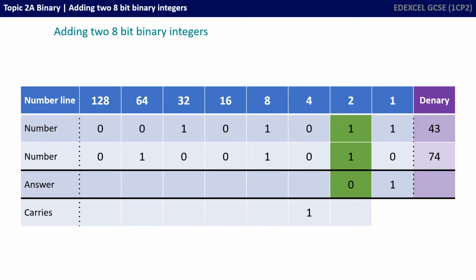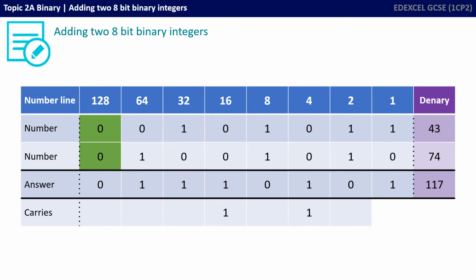Write them underneath. So now we have a 0 and a 0, and the carry 1, well 0 and 0 and 1 is 1. 1 and 1 is 0, carry the 1. 0, 0 and the carry 1 is 1. 1 and 0 is 1. 0 and 1 is 1, and 0 and 0 is 0. Again, you add up the columns that have the 1s in, so that's a 64 plus a 32 plus a 16 plus a 4 and a 1, giving us 117.